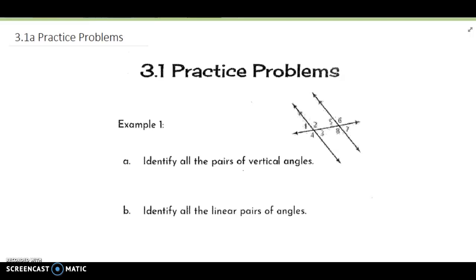All right, guys, let's look at some practice problems for 3-1. Now, this is just a half sheet, and so you're just going to cut it and then put just the half that has stuff on it and glue it into your interactive student notebook.